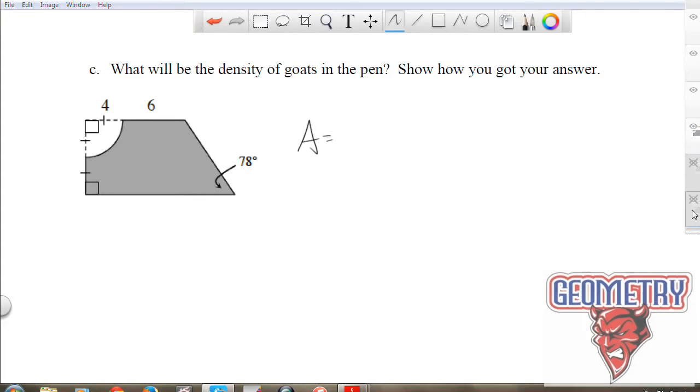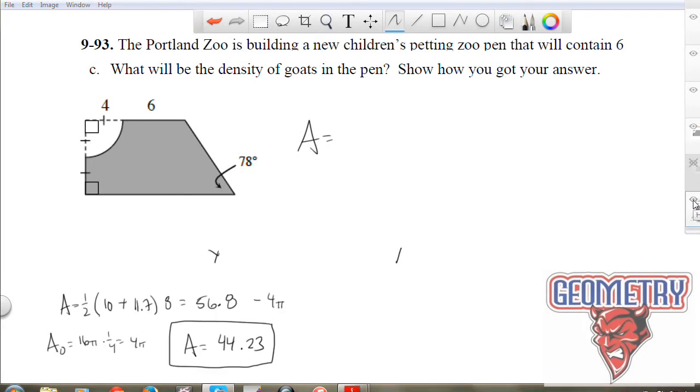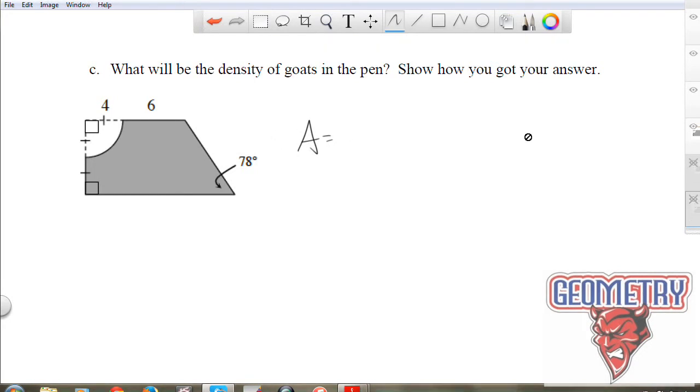Our area, if we go back to this one, was 44.23. And we were told that there was, how many goats? 6 goats. Okay. So we got 6 goats in an area of 44.23. So we're going to divide 6 by 44.23 to figure out how many goats there are per square meter there. So 6 divided by 44.23 gives a goat density of 0.136.